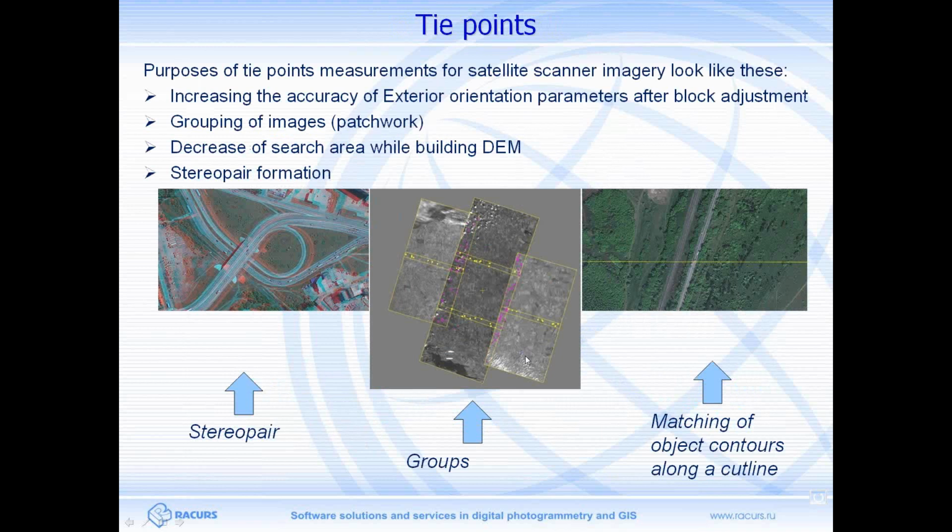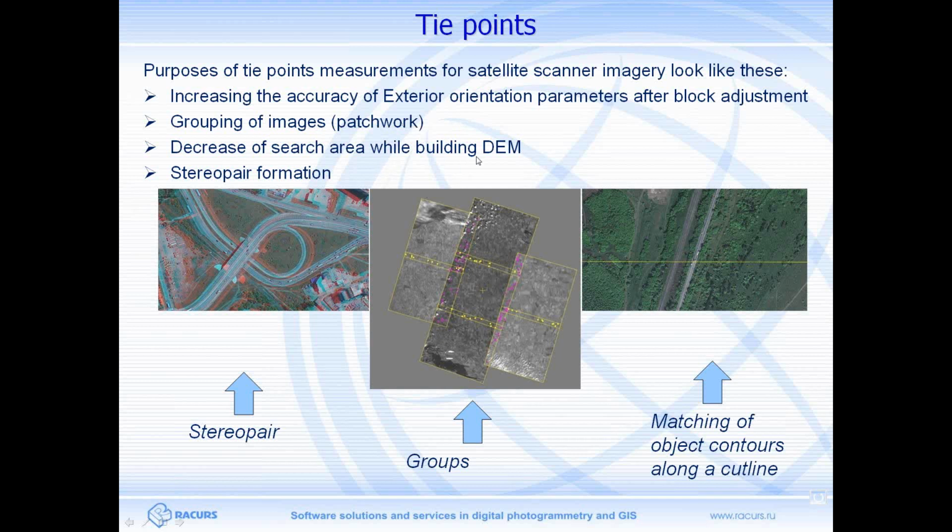Tie points. The purpose actually is clear. First of all, we need tie points to make the block adjustment, to make actually the triangulation of satellite images, in order to calculate new exterior orientation parameters which are more accurate in comparison with the source ones. Then, as I said before, sometimes we can use grouping of images by using tie points.